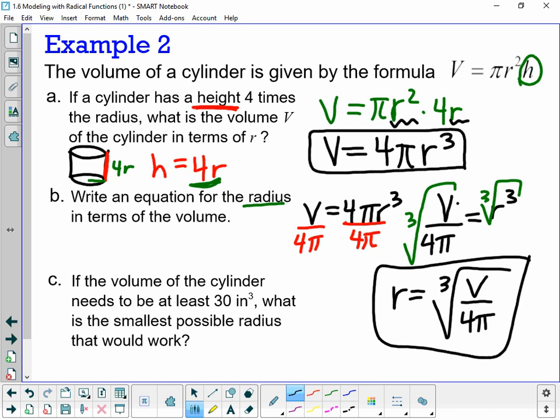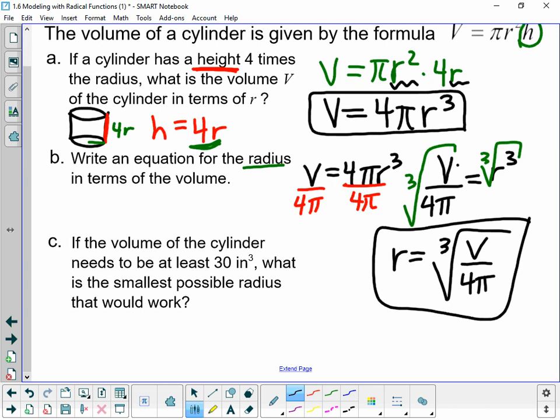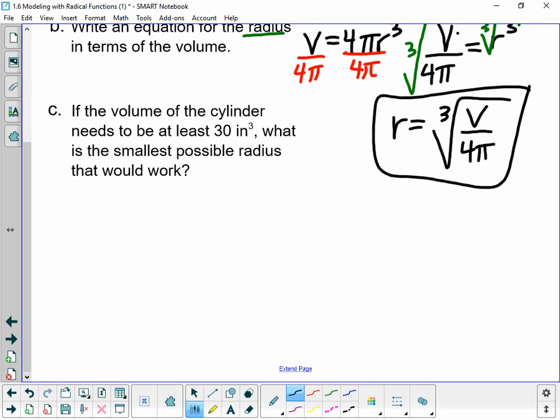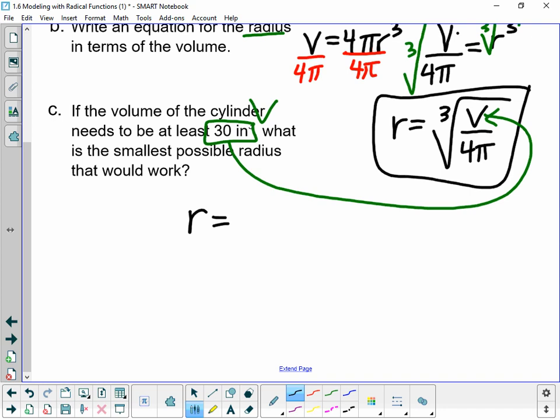The last part says if the volume of the cylinder needs to be at least 30 cubic inches, what would be the smallest possible radius that would work? Okay, so if the volume is 30 cubic inches, this is giving me a value for V. We can put that into our equation for the radius. So that will allow us to solve for the smallest radius. The cube root of 30 divided by 4 pi.